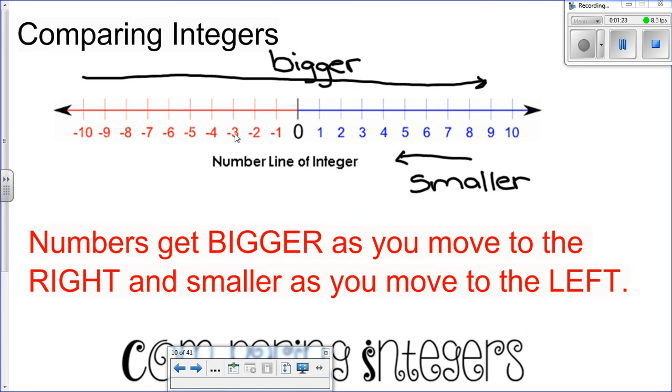So if I asked you, is -5 bigger or smaller than -3? You would say -5 is smaller than -3 because as we continue moving left, the numbers are getting smaller and smaller and smaller.